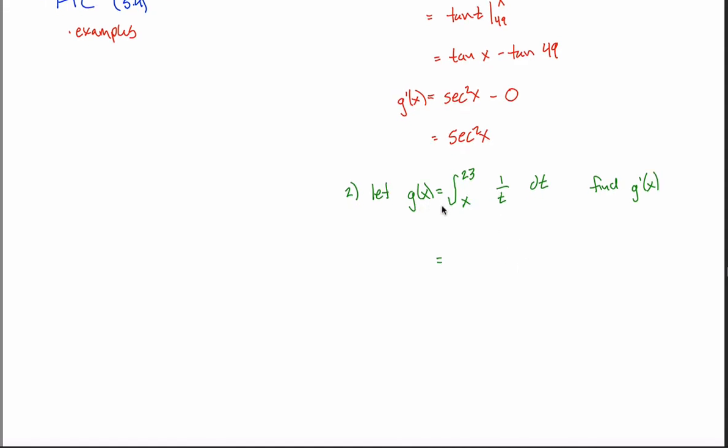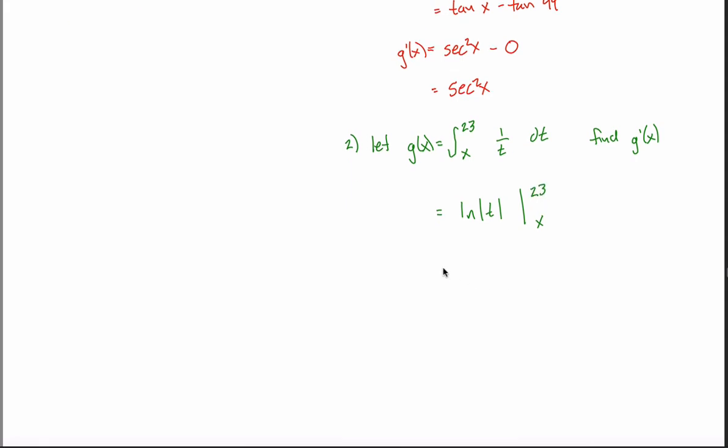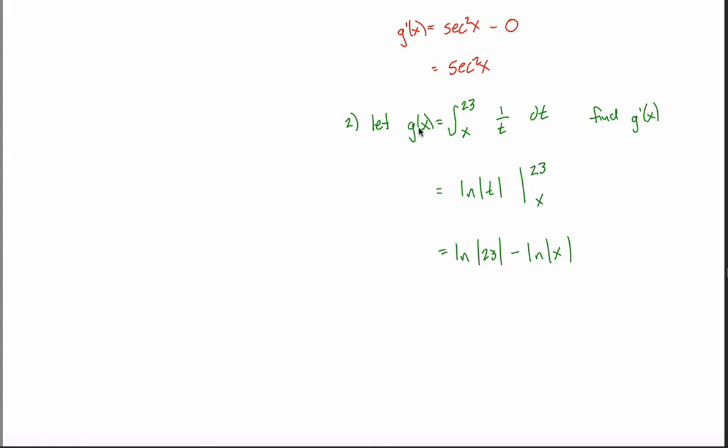I can still say that g of x would just be the antiderivative of this, so the natural log of the absolute value of t, evaluated from x up to 23. And I still know how to evaluate this thing, just change all the t's into 23s. So the natural log of the absolute value of 23, and then subtract the natural log of the absolute value of x. So this still evaluates to be equal to this, and now I have another expression for g of x, an expression that I have the ability to take the derivative of.